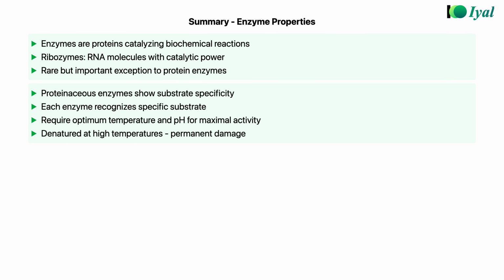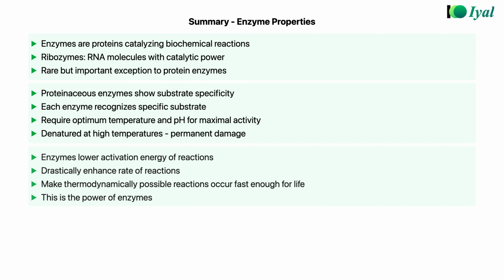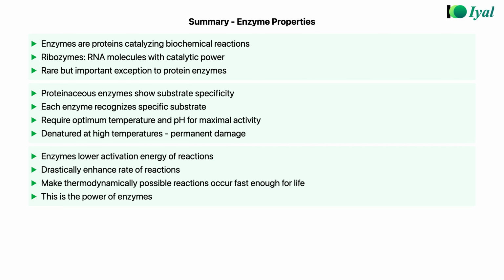Enzymes show substrate specificity. Each enzyme recognizes its specific substrate. They need optimum temperature and pH. They're damaged by high heat, permanent damage. Most importantly, enzymes lower activation energy. They dramatically increase reaction rates. They make reactions fast enough to actually sustain life. Without enzymes, life would be impossibly slow.